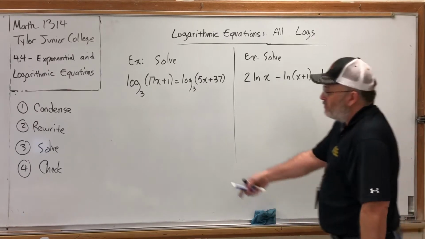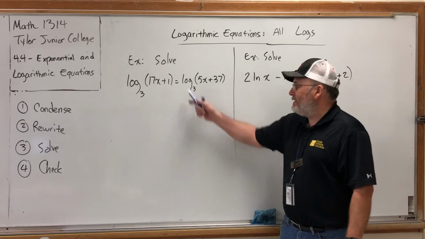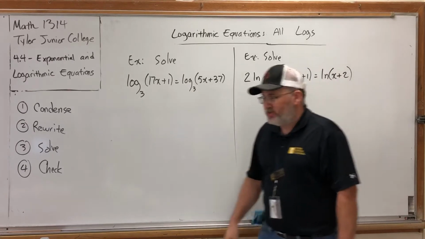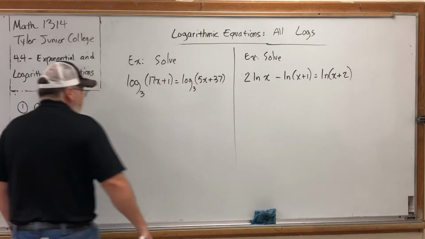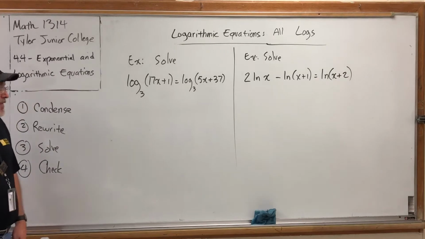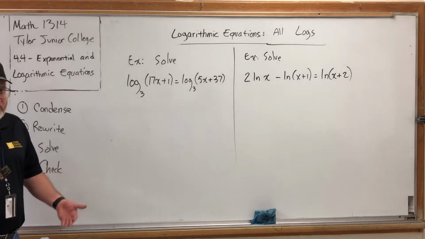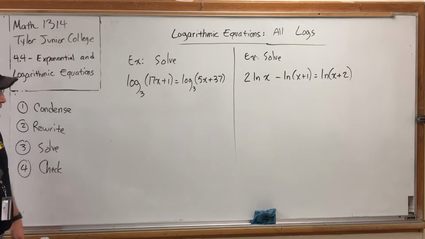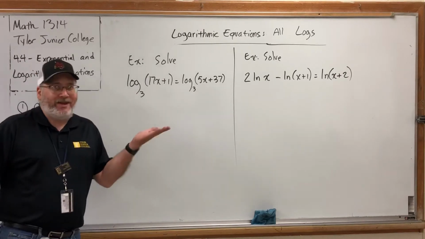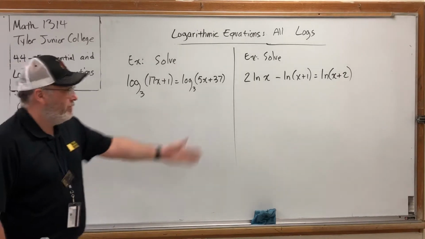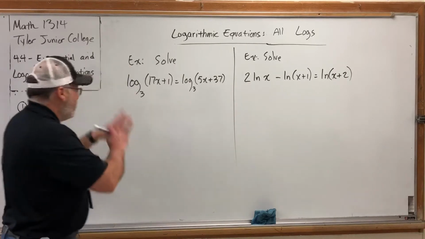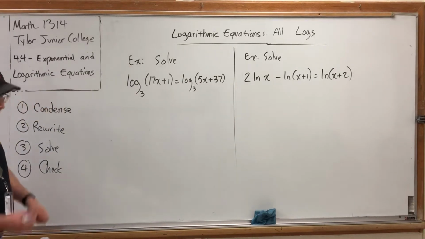Solve log base 3 of 17x plus 1 equals log base 3 of 5x plus 37. Well, there's no need to condense, although we have 2 logarithms, there's just one on each side. When I say condense, I mean condense the left side or the right side, or both if necessary. So we can skip step 1, there's no need to condense either side.